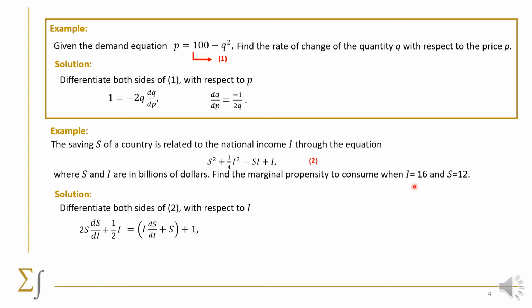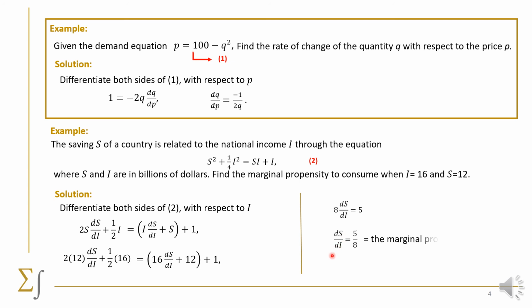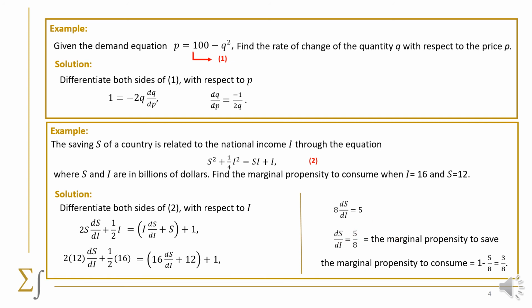Now, we are given that I equals 16 and S equals 12. We plug in for I 16 and for S 12 whenever we find I and S. So we get 2 times 12 ds by di plus half 16 is equal to 16 ds by di plus 12 plus 1. So simplification gives us ds by di is equal to 5 over 8. As I said, this is the marginal propensity to save. So in the coming step, we find the marginal propensity to consume to be 1 minus 5 over 8, which is 3 over 8.